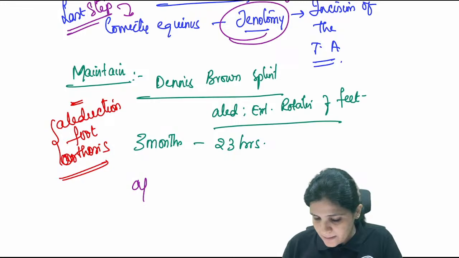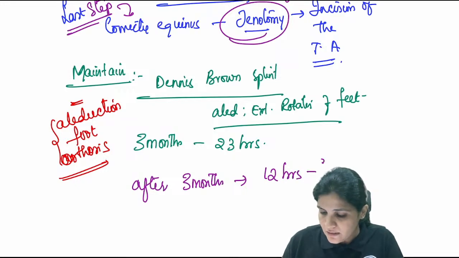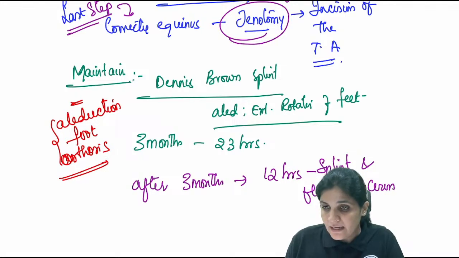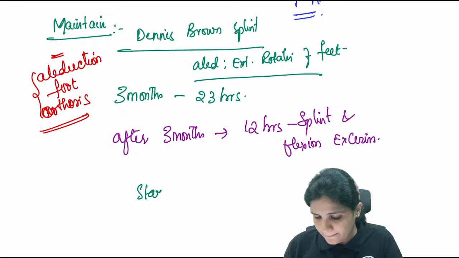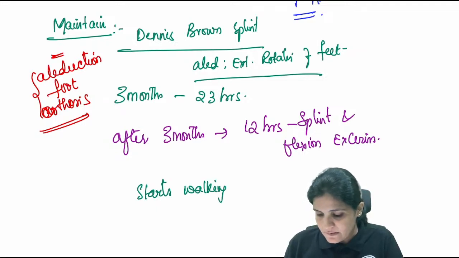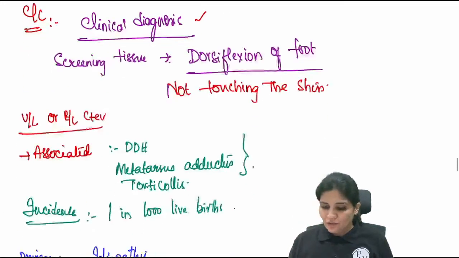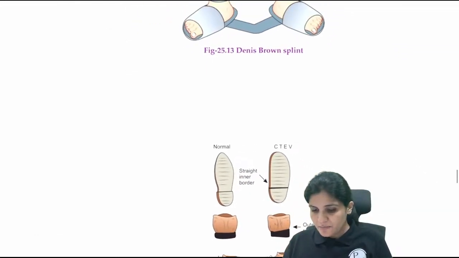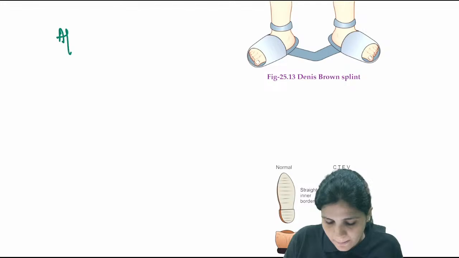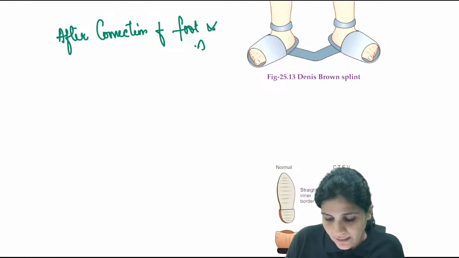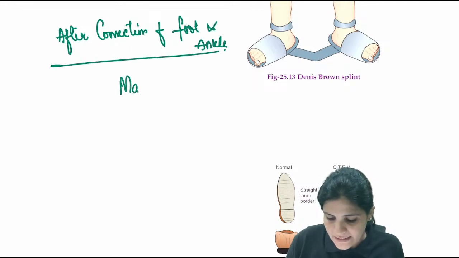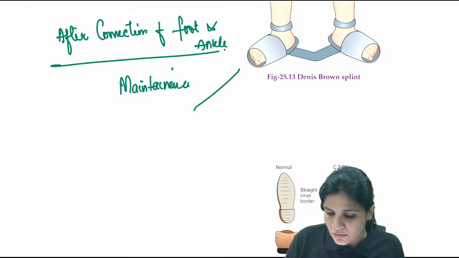After 3 months, you go for 12 hours of splinting with flexion exercises. And when the patient starts walking, you go for the CTEV shoe. I think you are well versed about what CTEV is. So this is your Denis Browne splint and this is your CTEV shoe. After complete correction of the foot and ankle deformity, maintenance is by these two.